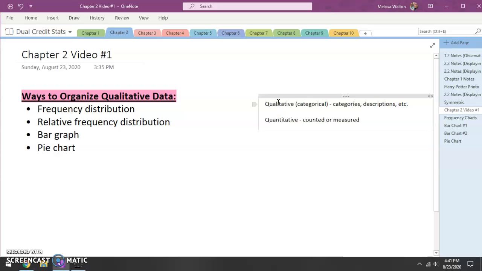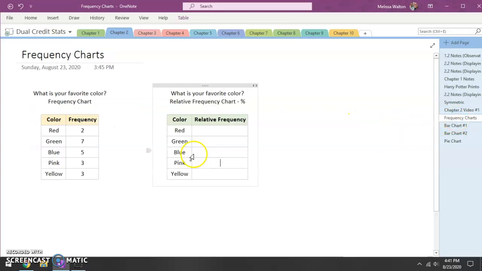All right, so let's take a look at some graphs and charts of how we can display qualitative data. A good first place to start is simply a frequency chart, which is essentially a chart of the responses. In this survey, I asked a group of 20 people what their favorite colors were. 2 people said red, 7 said green, 5 said blue, and finally 3 said pink and 3 said yellow. This is a good first step to displaying data. How many fall under each category? Notice this is qualitative because we are just asking what your favorite color is. We can't measure that. It's just an answer.